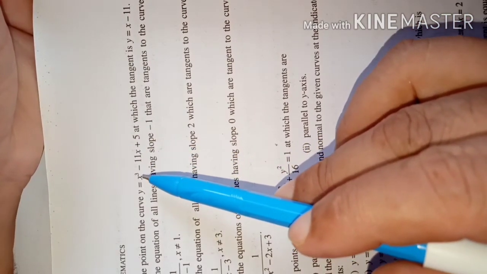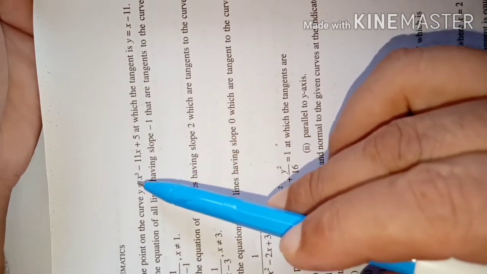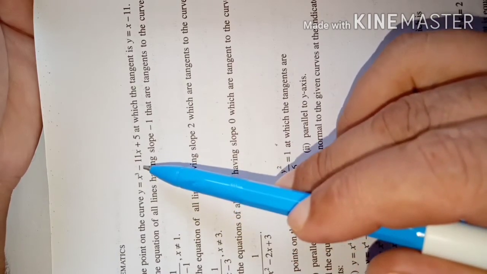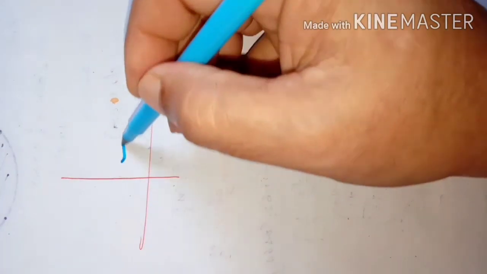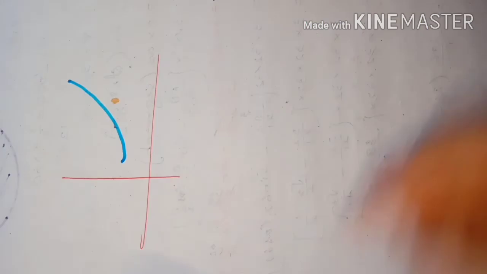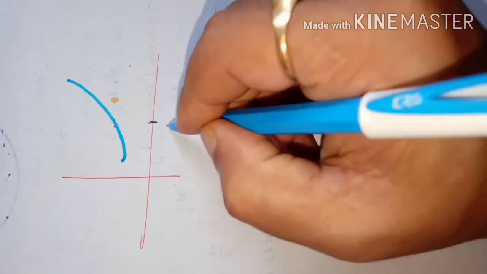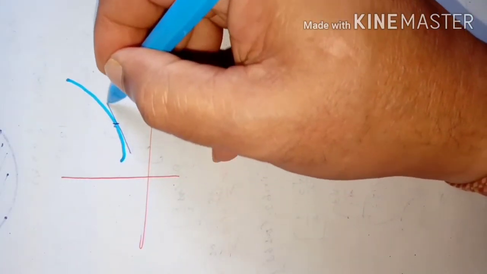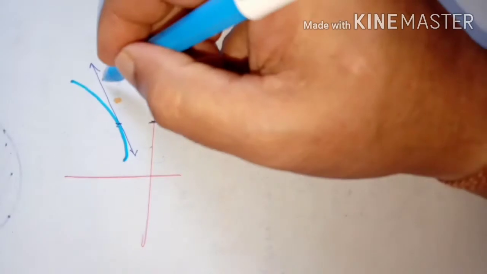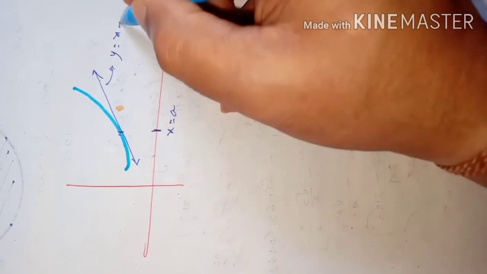So let us find out the slope of the tangent at that particular point from the given curve. Then we will equate it with the slope of the given tangent. How to do it? Just you see here. Suppose this is the curve, and at this point we have to find out the slope. Suppose at this point, say at x equal to a, the tangent is this one, and that tangent is given, its equation is y equal to x minus 11.